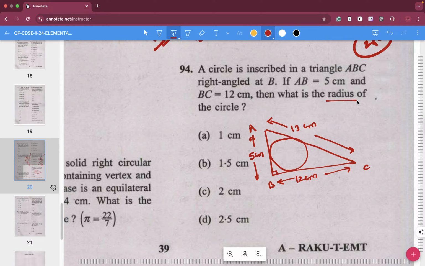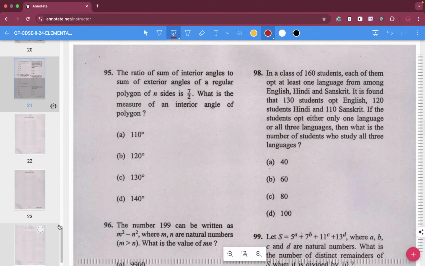Then what is the radius of the circle? The inradius of a right angle triangle is simply base plus height minus hypotenuse divided by 2. It's a standard formula that all of you are supposed to know. So question number 94, we'll go ahead with C as the answer, folks. Is that clear? We'll move to the next one.